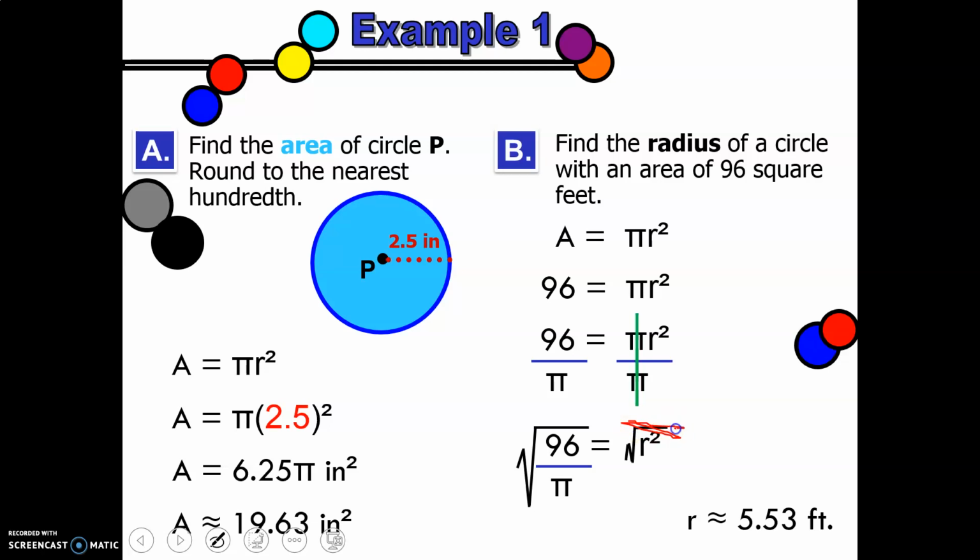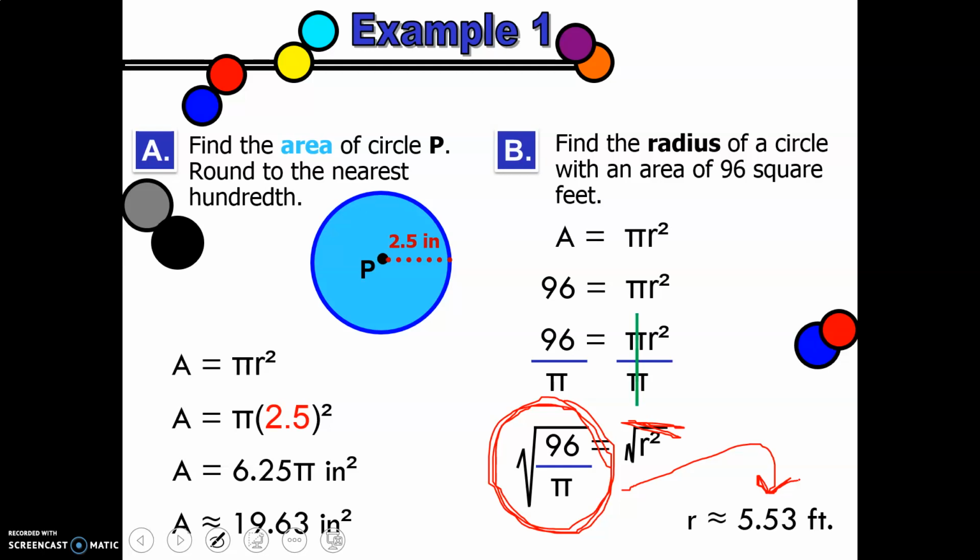And when we square root each side, you can actually type this whole expression in your calculator. Radical 96 over pi. That way you don't do any rounding till the very end. And your answer is 5.53 feet.